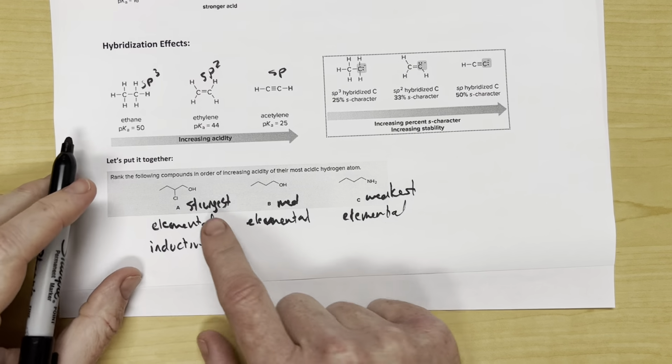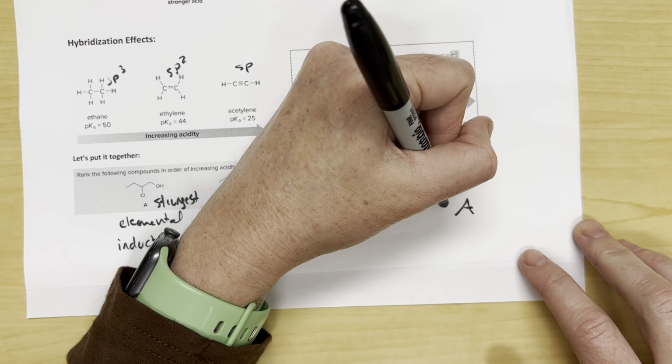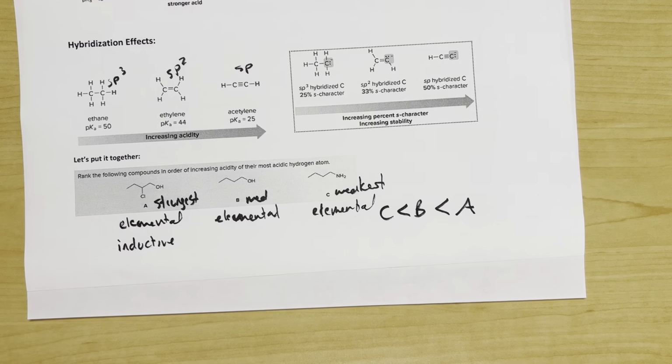Let's answer the question because it asks us to do it in increasing acidity. So A is the strongest, followed by B, followed by C. That would be your answer.